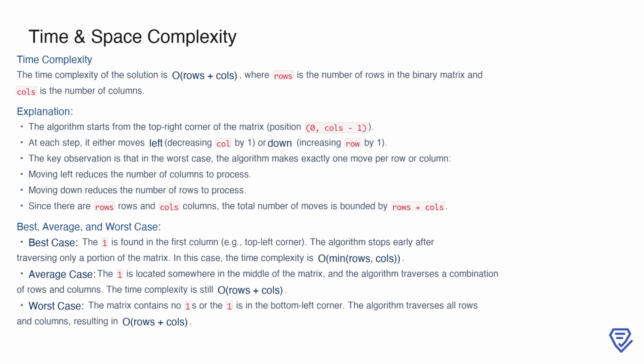In the best-case scenario, if a 1 is found in the first column, the algorithm terminates early, resulting in a time complexity of O(min(rows, cols)). On average, the algorithm traverses a combination of rows and columns and still operates within O(rows + cols). In the worst case, such as when there are no ones or the leftmost one is in the bottom left corner, the algorithm explores all rows and columns, confirming the time complexity is O(rows + cols).